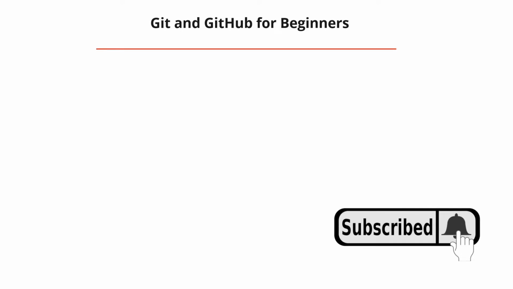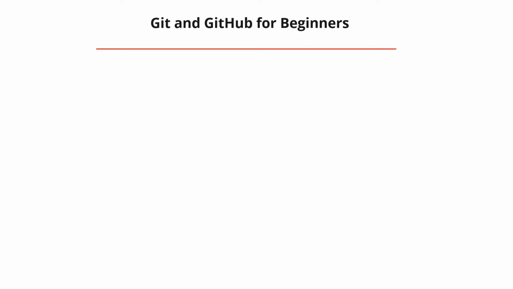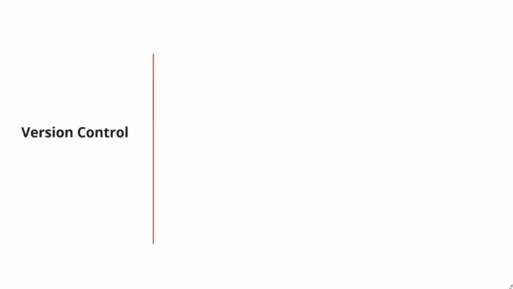So this is a beginner series to get started with Git and understand the Git configuration and basic Git commands. I'll cover an advanced series in the next tutorial. So let's get started. First, let's understand version control.